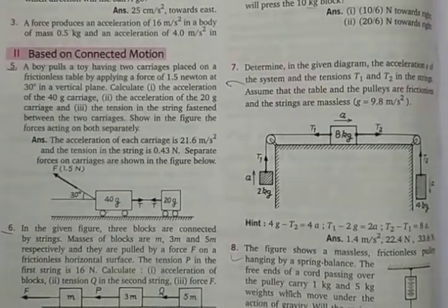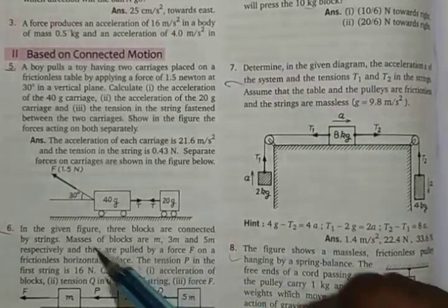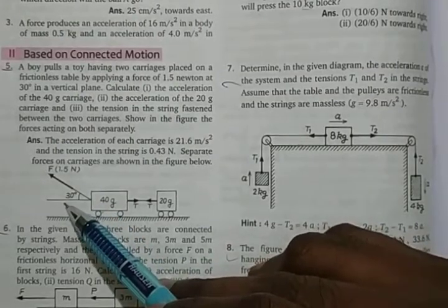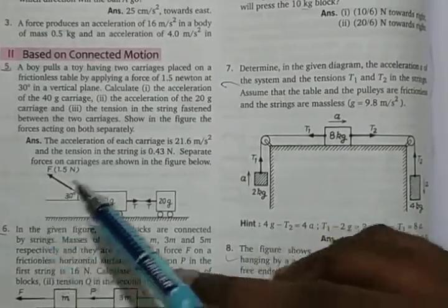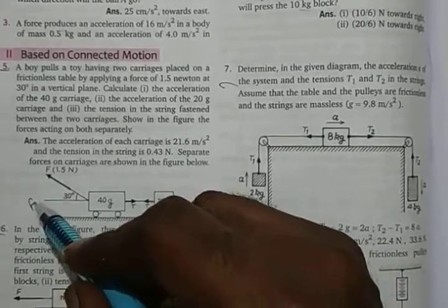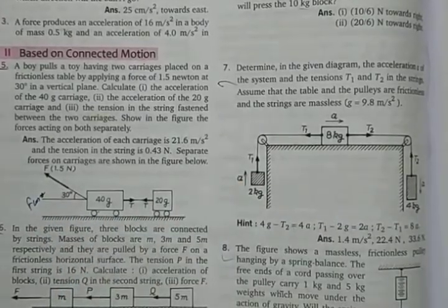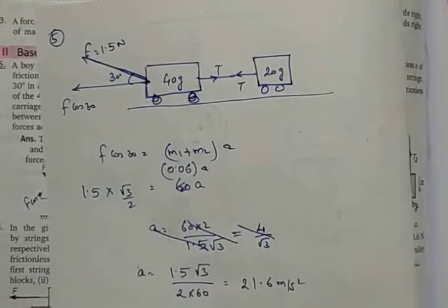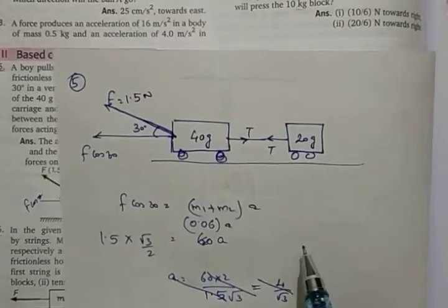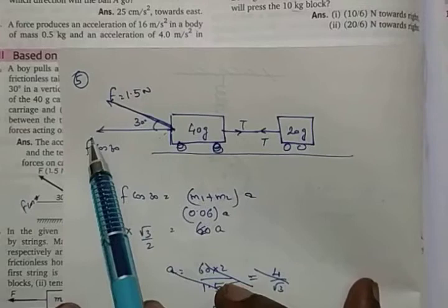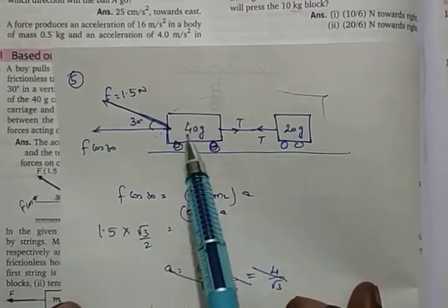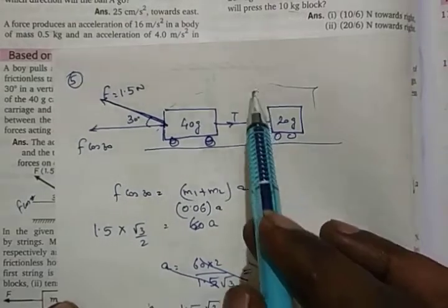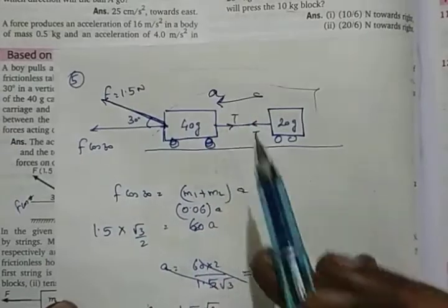Keeping this in consideration, the force is 1.5 newtons in this direction. Take the resolution of this along the horizontal, which will be F cos theta. Now the picture will be like this. F cos theta is pulling in this direction, and the entire mass is moving with the same acceleration. So F cos theta is equal to m1 plus m2 times the acceleration a.